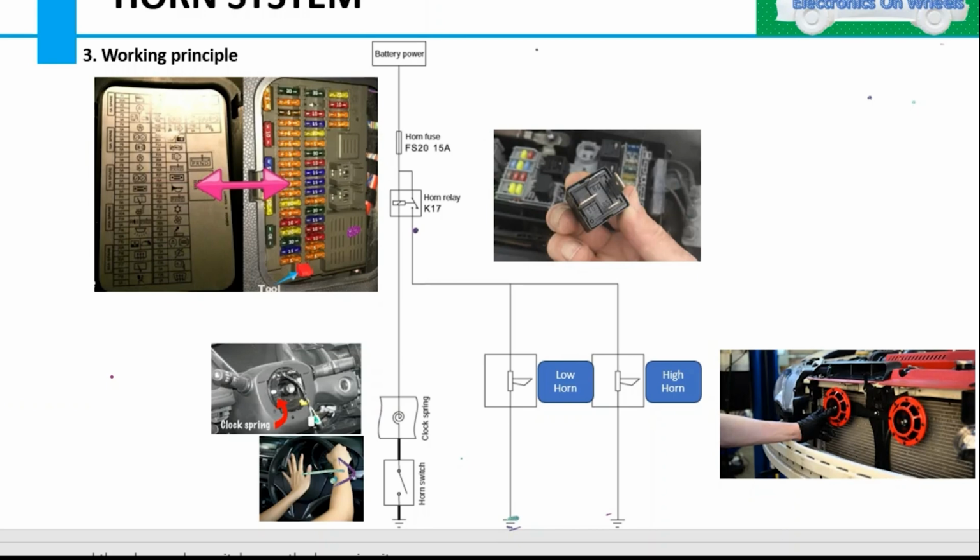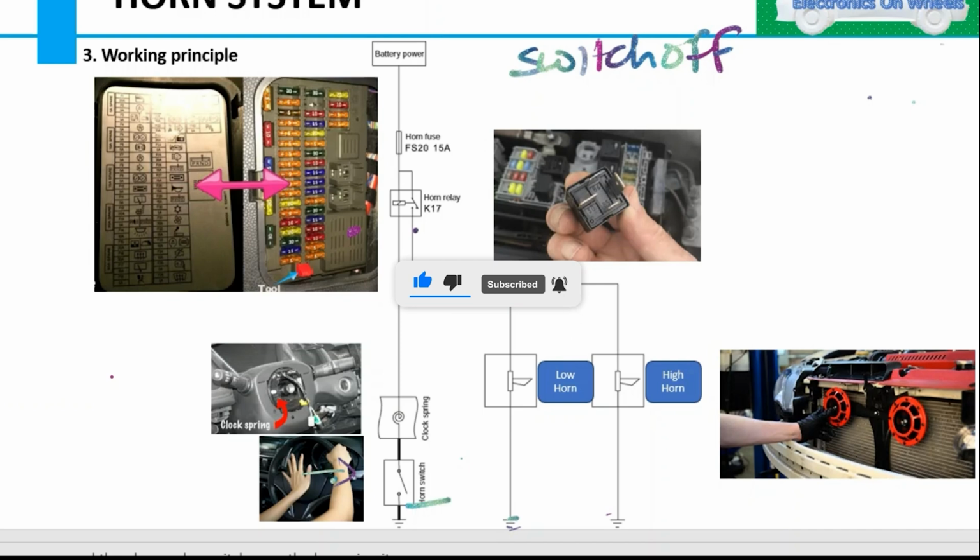First, when the switch is off. If you see here, when the switch is off, there will not be any current flow, because the switch is off and your circuit is not complete, right? Because you are not getting the ground. However, you will be getting 12 volts here, and here also you will be getting 12 volts.